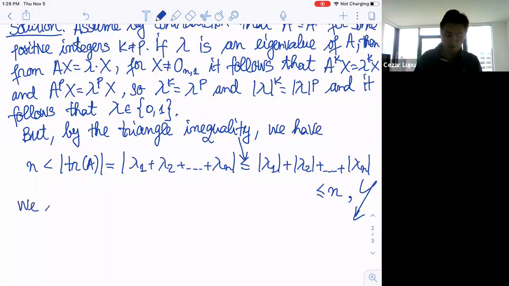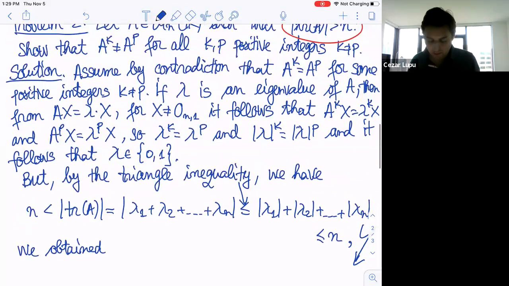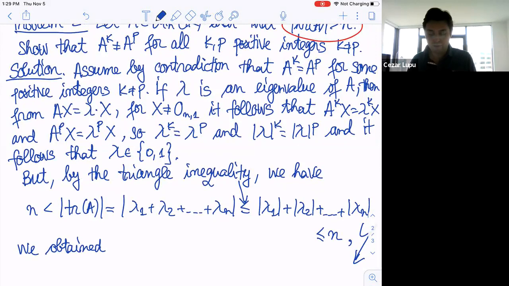So we obtained a contradiction. And where did the contradiction come from? It came from the fact that we assumed that A to the power k is A to the power p for some positive integers k and p. So we obtained a contradiction. And that's it. Right? That's the problem. Is it clear for everybody? Right? So it's just a triangle inequality. It's basically the same idea as we did for that 2 by 2 matrix problem.